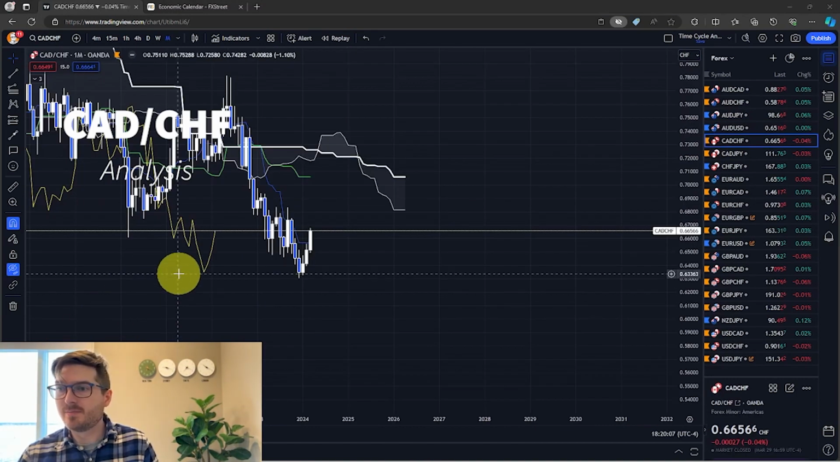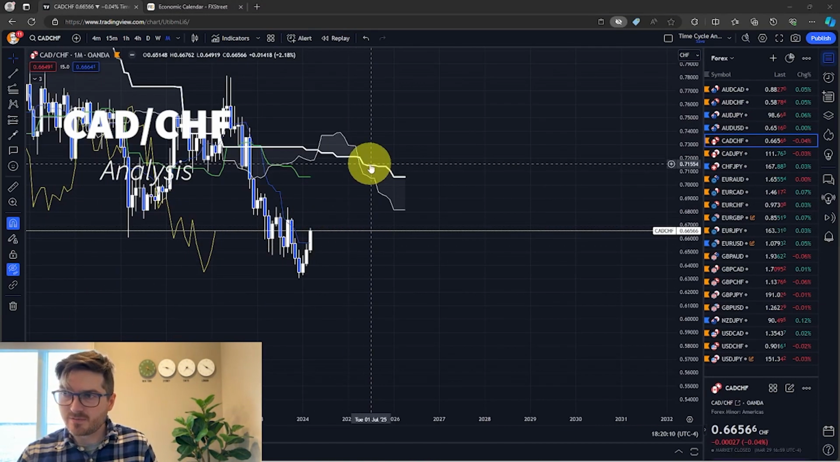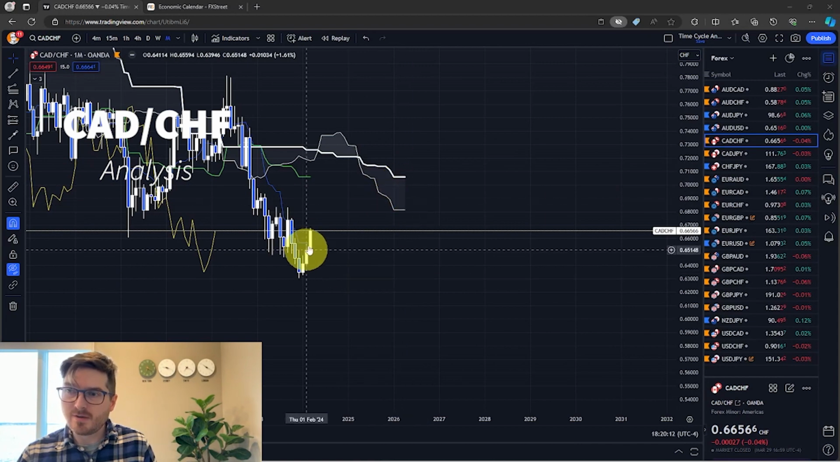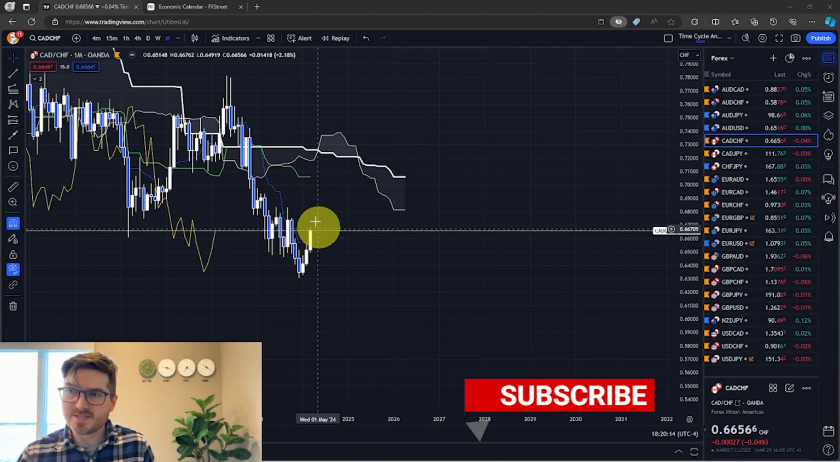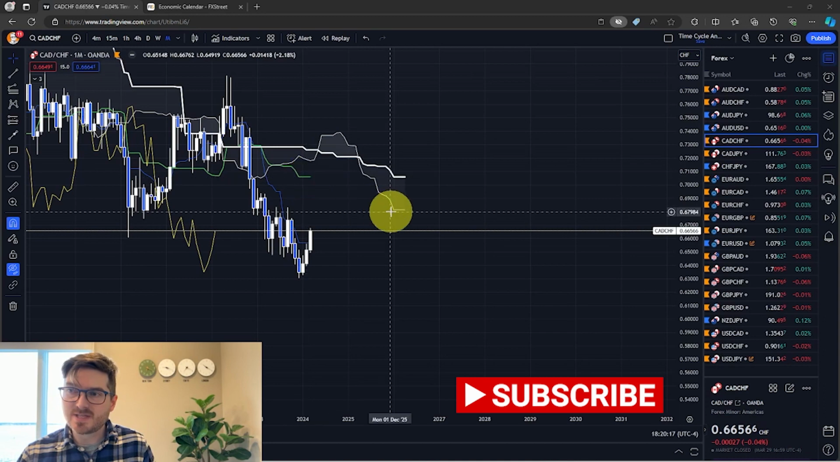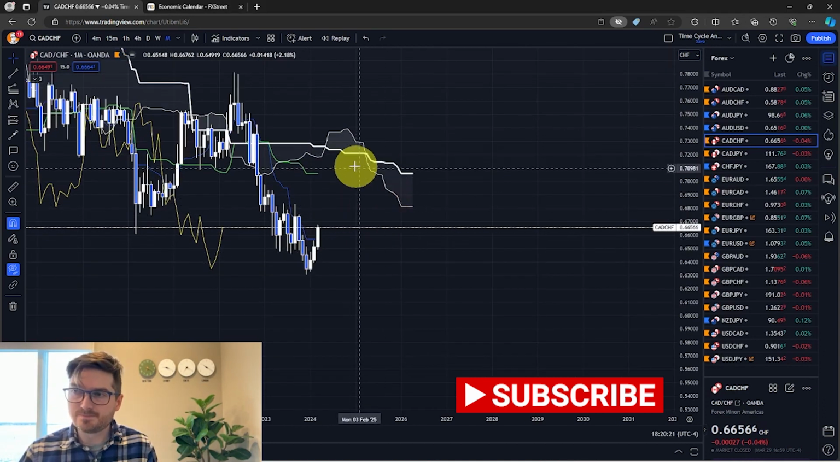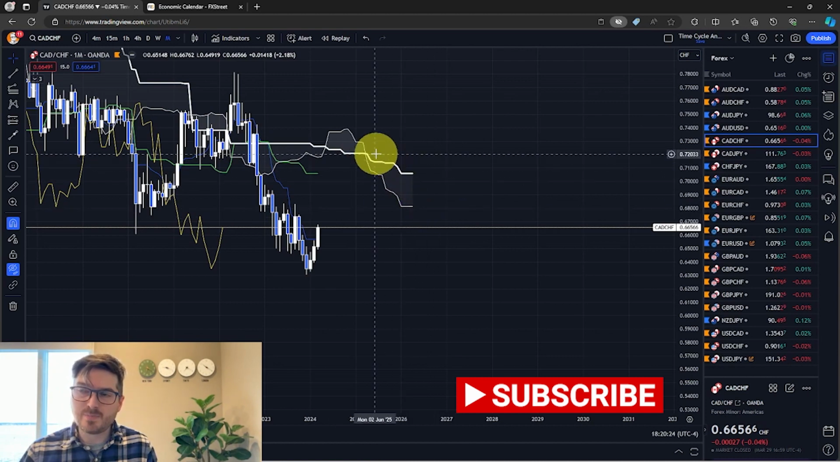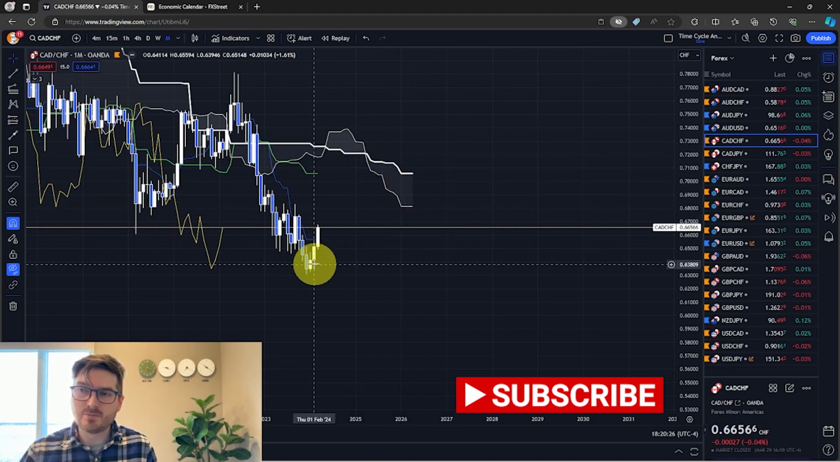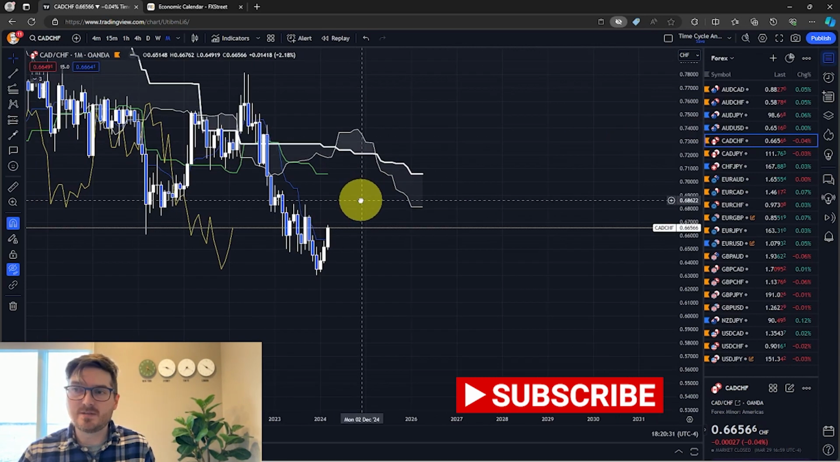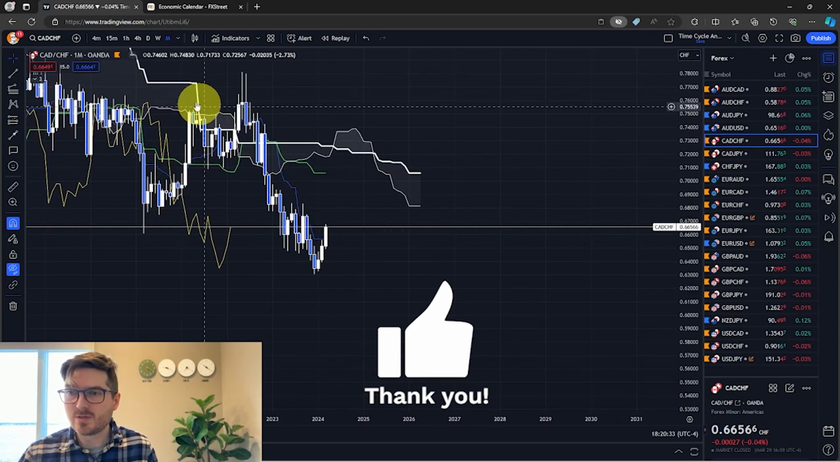CAD, Swiss franc on the monthly. Now guys, overall, bearish Kumo cloud. However, price has closed now above the Tenkan-sen, and we have the Kijun-sen flat, Senko Span A and B both flat. So overall, guys, we have a bearish Kumo cloud structure, but we are on a retracement and consolidation. So that's why I have this marked as a consolidating pair. And so that's all you need to see on the monthly.